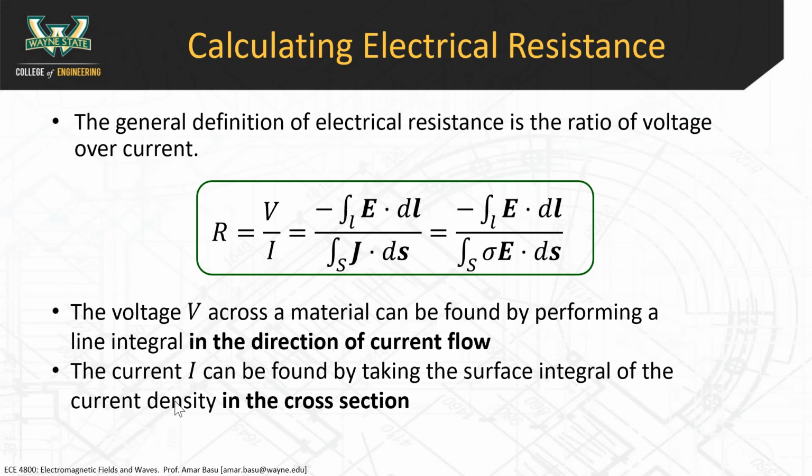So the general definition of electrical resistance is the ratio of voltage over current. The way that resistance is defined is R equals V over I.